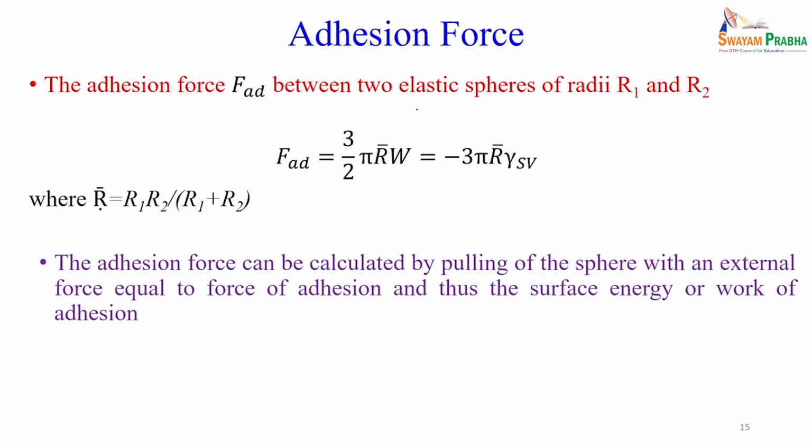Let us consider the 2 elastic spherical molecules, they are having radii R1 and R2. So, the work of adhesion is given as 3 by 2 pi R W. W is the work of adhesion, F is the adhesion force. Now, R is R1 into R2 divided by R1 plus R2. Now, this work of adhesion we can write in terms of surface tension or surface energy. So, W is equal to minus 2 gamma. So, it is coming out to be adhesion force is equal to 3 pi R into gamma. So, if we can measure the adhesion force, we can calculate either work of adhesion or the surface energy.